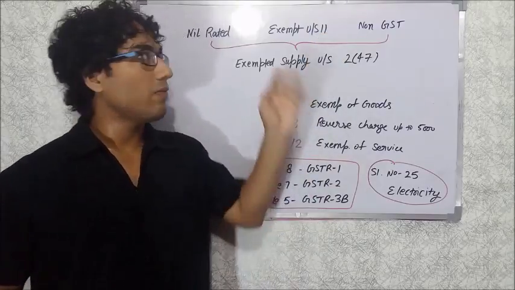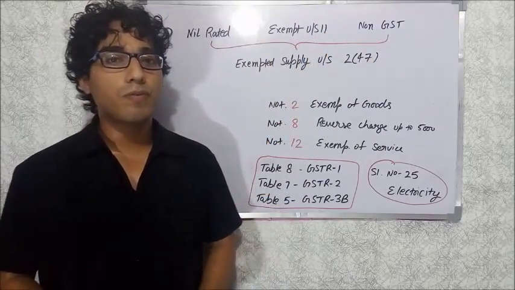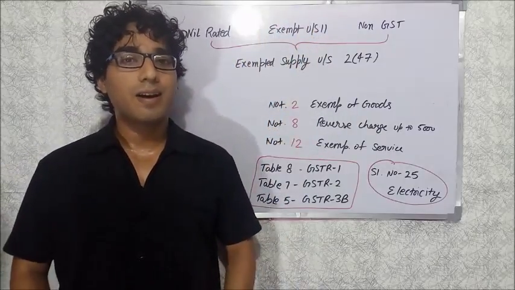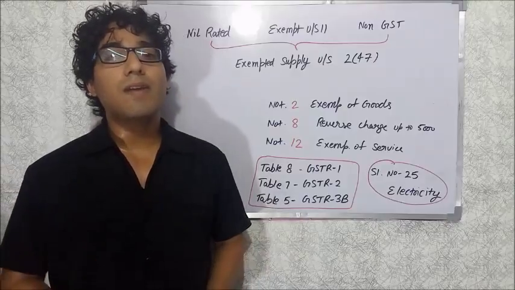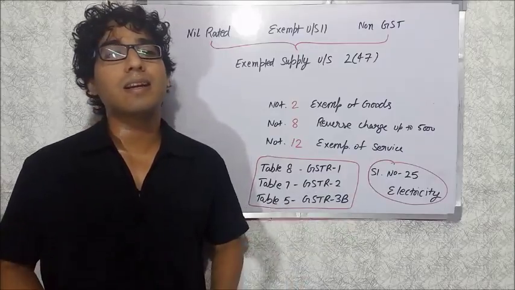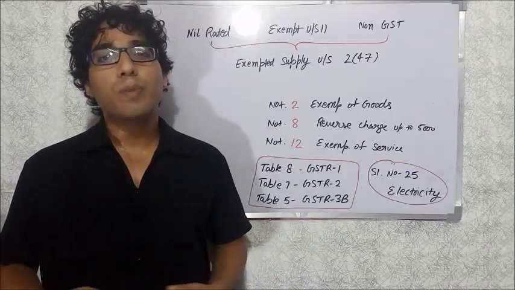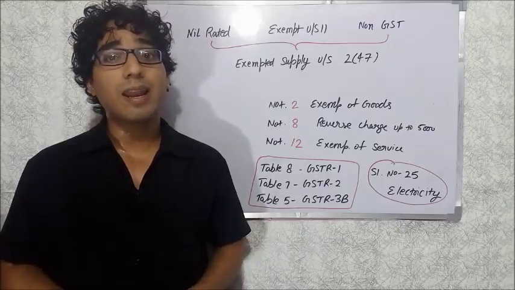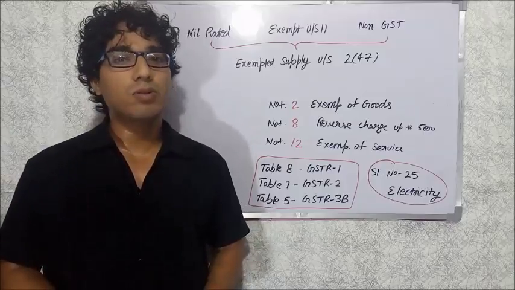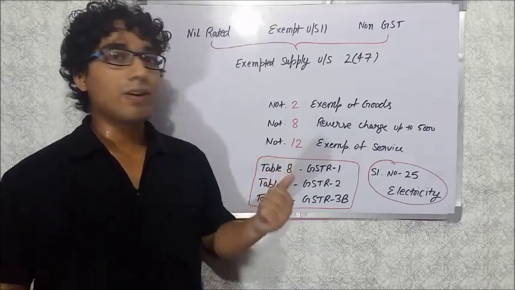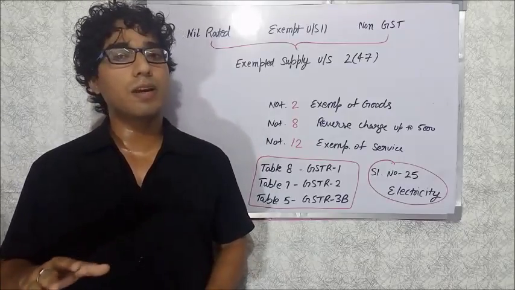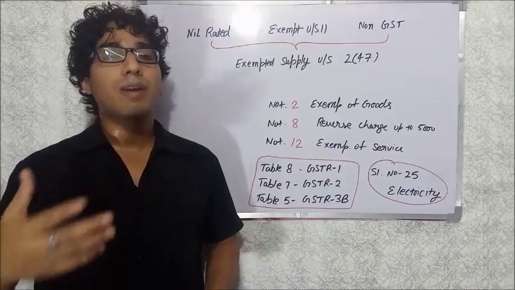We should understand what exactly these three components are. Before understanding nil rated, we should first understand what exactly is exempt under section 11. Under section 11, the government has the power to notify any goods or services which they consider it in the public interest to exempt from GST. The government has issued 5 notifications under section 11 to exempt some goods or services, but we will discuss here only 3 notifications because 2 are not much relevant to you guys.